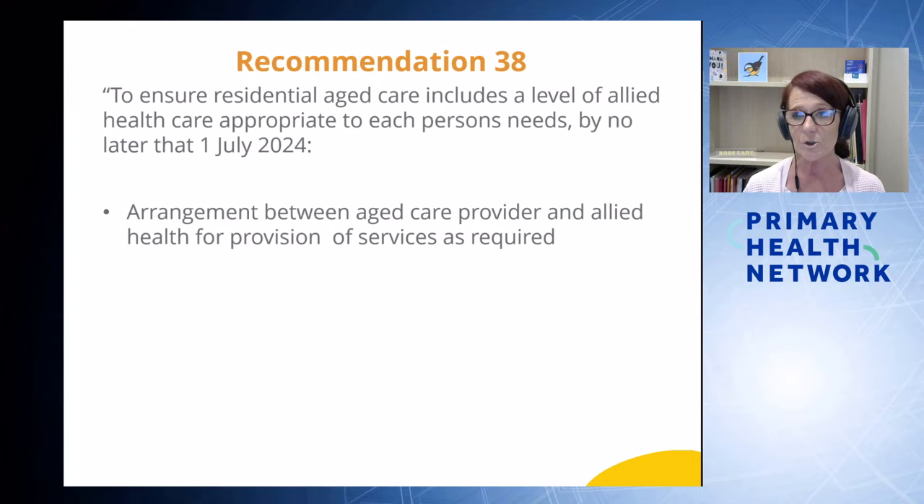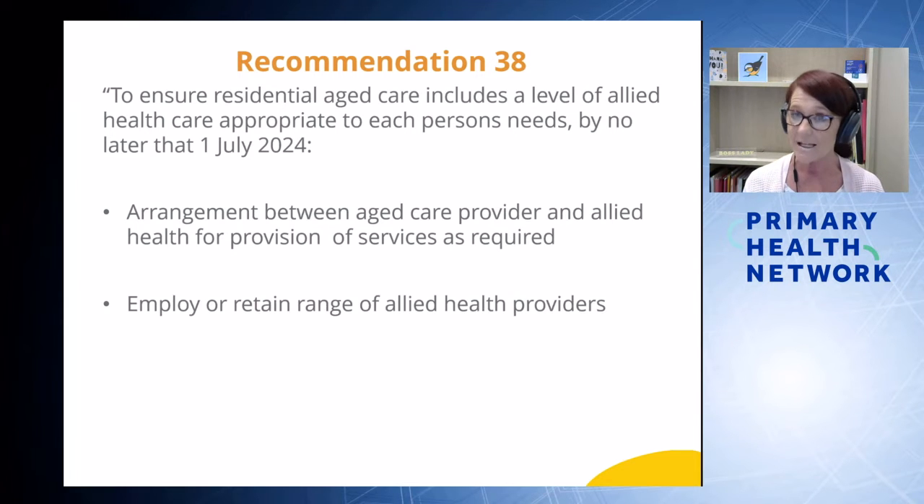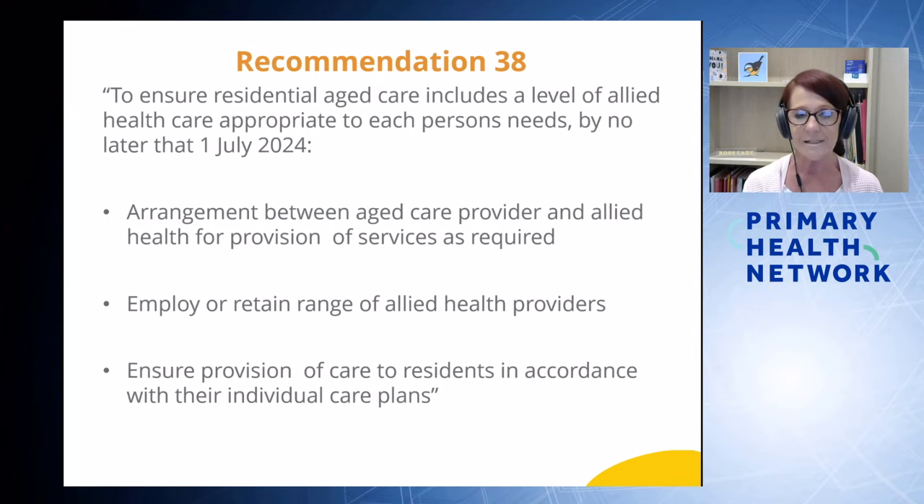Recommendation 38 is to ensure that there is a level of allied health care appropriate to each person's needs by no later than the 1st of July 2024. So obviously, I think the key words there are appropriate to each person's needs. A lot of the allied health provision in aged care is based around the aged care funding and not actually specifically to the individual needs of those residents. Arrangements must be made between aged care providers and allied health for provision of services as required, and they must either employ or retain a range of allied health providers to ensure provision of care for the residents is in accordance with the individual care plans. So that's a great thing.